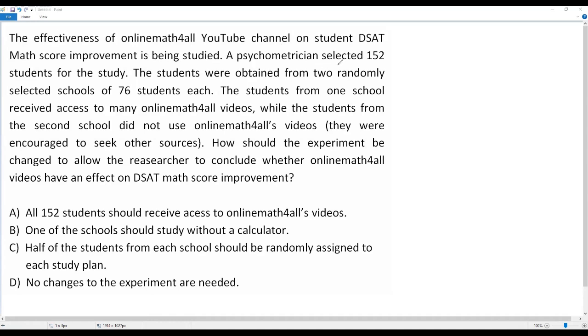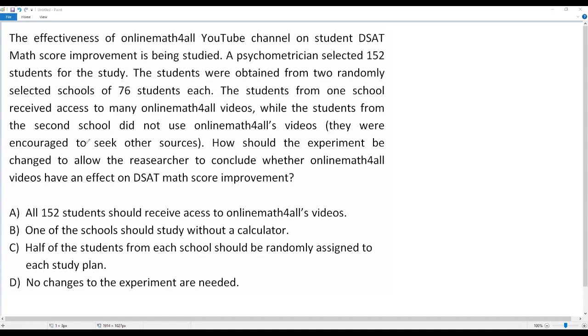The psychometrician selected 152 students for the study. The students were obtained from two randomly selected schools of 76 students each. The students from one school received access to many online math for all videos, while the students from the second school did not use online math for all videos. They were encouraged to seek other sources.